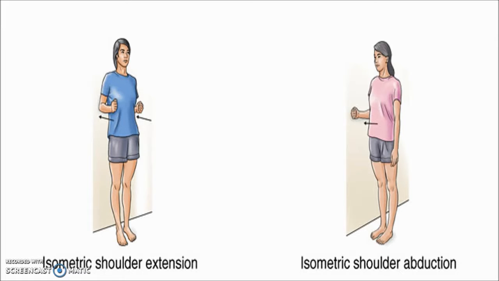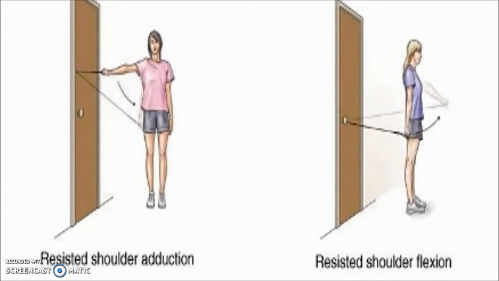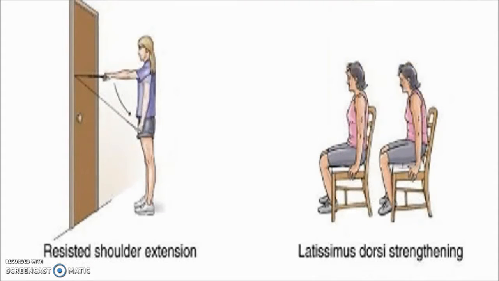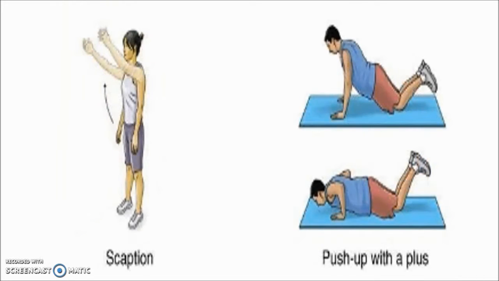So some of these exercises include resisted shoulder adduction and shoulder flexion, resisted shoulder extension, and latissimus dorsi strengthening, and then scaption exercises, which is simply the elevation and depression of the arms, as well as push-ups. And then hopefully you will be back to your normal self in a few months.